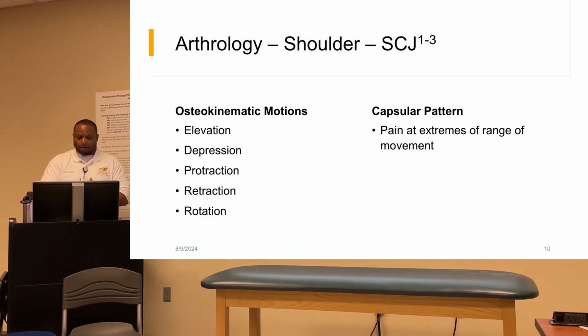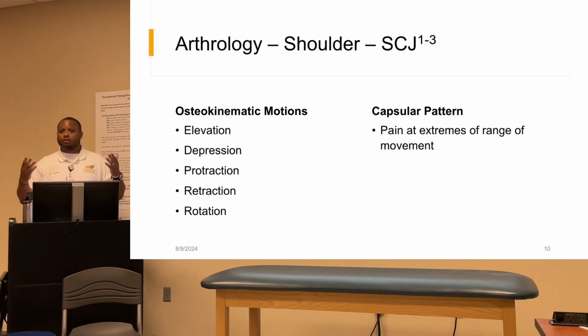When we talk about your osteokinematic motions, when we say protraction, what does protraction mean? Protraction is moving away from midline. If protraction is moving away from the midline, what is retraction? Moving towards midline, okay? So make sure you understand the terminology. When we say depression, what does that movement consist of? An inferior or caudal movement. And when we say elevation, what does that movement consist of?